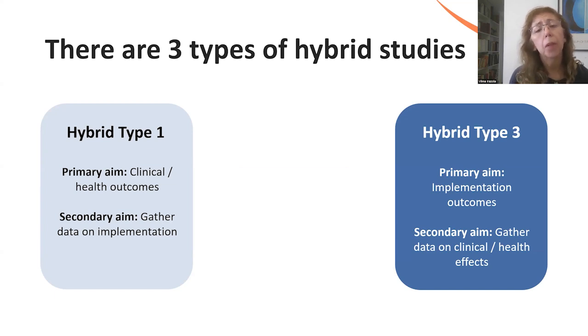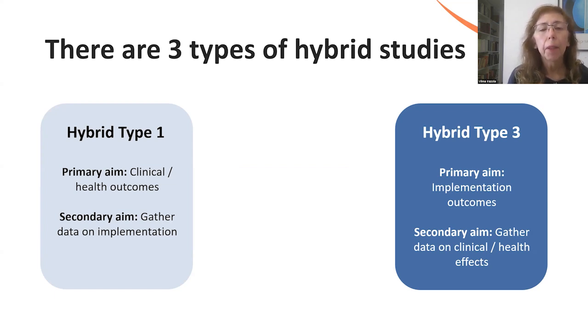In a hybrid type 3, the primary focus is on implementation outcomes. The secondary focus is to observe or gather information on the clinical outcomes. A hybrid type 3 is essentially an implementation trial plus an evaluation of clinical outcomes. The primary outcomes are implementation outcomes such as adoption, fidelity, sustainability, for example. The primary outcome then is implementation, secondary outcome, clinical effectiveness. These designs often compare different implementation strategies.